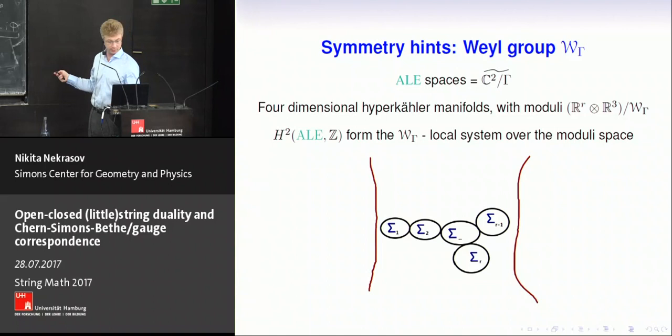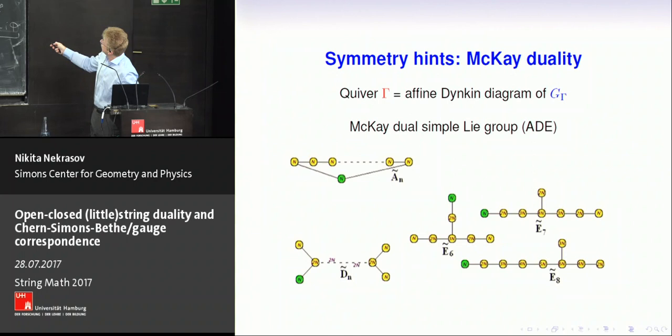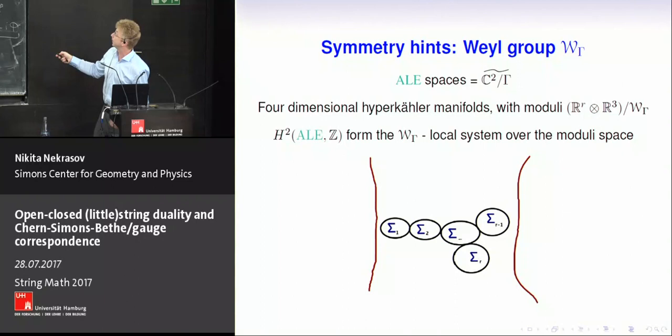So in the previous picture, you remove the green node and you get the graph whose vertices correspond to non-contractible two-spheres, and two vertices will be connected if these two spheres intersect, and the intersection number is one.